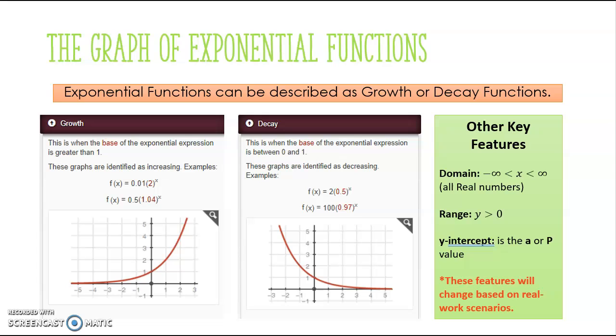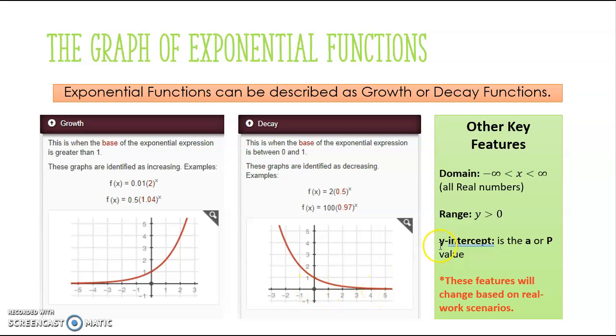Some of the other key features of an exponential function would be the domain, the range, and the y-intercept. Your domain is going to be all real numbers, because your x value can be anything. It can be negative, it can be positive, and you could think of any number for your x value, and that would be fine. So your domain is all real numbers. Your range for these exponential functions is going to be greater than 0. Notice that in both of these graphs, the y values are all positive. They are all greater than 0.